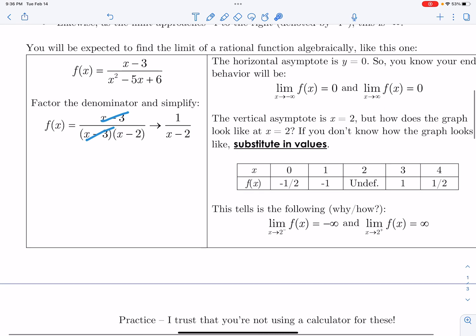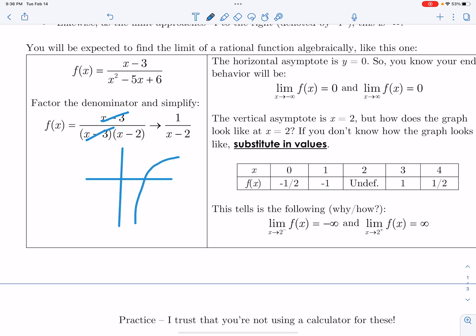Now, 1 over x minus 2 is just a horizontal shift 2 units to the right. So it should look something like, ooh, that is nasty. I'm sorry. Like that. And this is like Math 2 stuff where we're just doing basic transformations. So it's just a shift 2 units to the right. You could also see your horizontal asymptote is at y is equal to 0, and your vertical asymptote is at 2.